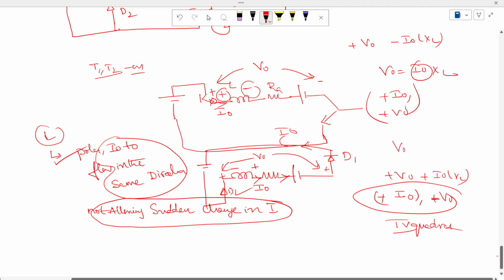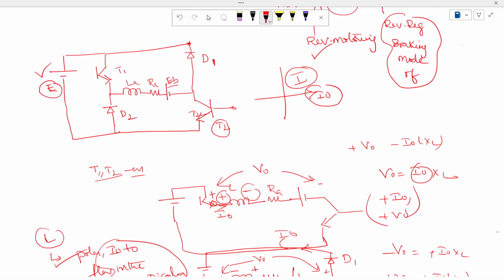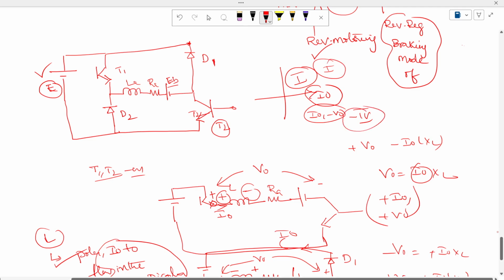Why? Because V0 is equal to minus I0 XL. Moving the minus here, it is nothing but negative here. So now we will operate in I0 and minus V0, where this operates in the fourth quadrant, and earlier it operated in the first quadrant. So this is all about how it operates in the first quadrant as well as the fourth quadrant.